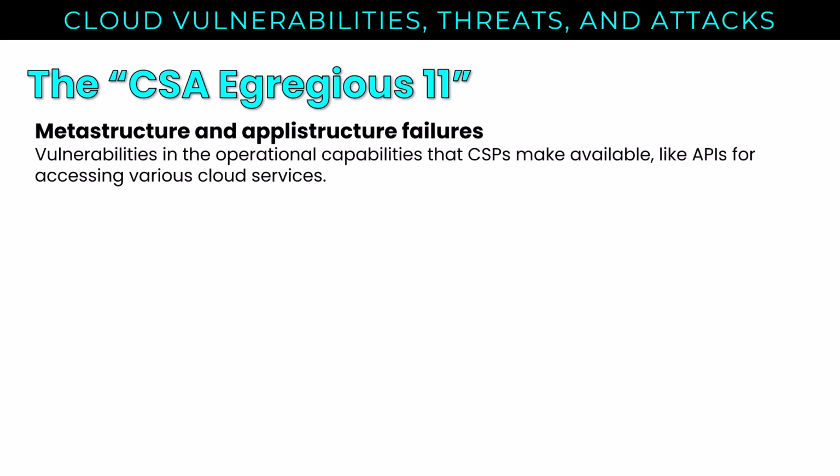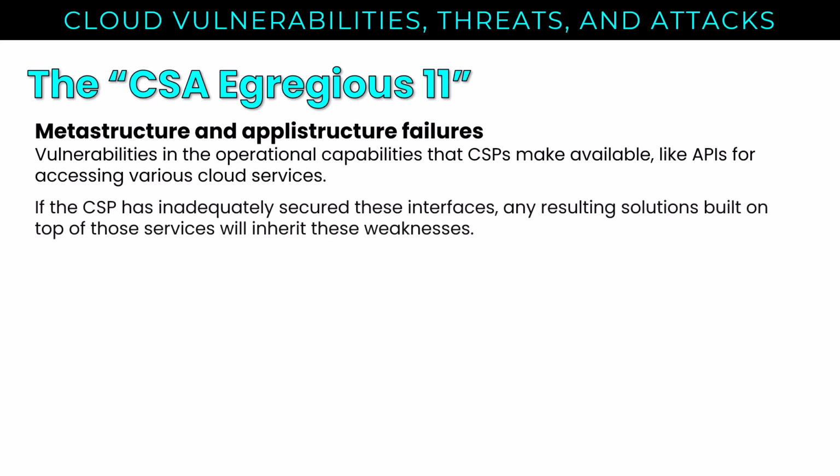So vulnerabilities in the operational capabilities that CSPs make available, like APIs for accessing various cloud services. The danger here is if the CSP has inadequately secured these interfaces, any resulting solutions built on top of those services will inherit these weaknesses. We should address those terms metastructure and applistructure.